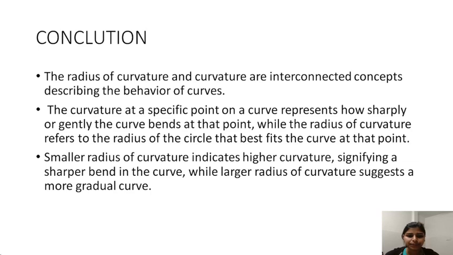The radius of curvature and curvature are interconnected concepts describing the behavior of curves. The curvature at a specific point on a curve represents how sharply or gently the curve bends at that point, while the radius of curvature refers to the radius of the circle that best fits the curve at a point. A smaller radius of curvature indicates higher curvature, signifying a sharper bend in the curve, while a larger radius of curvature suggests a more gradual curve.